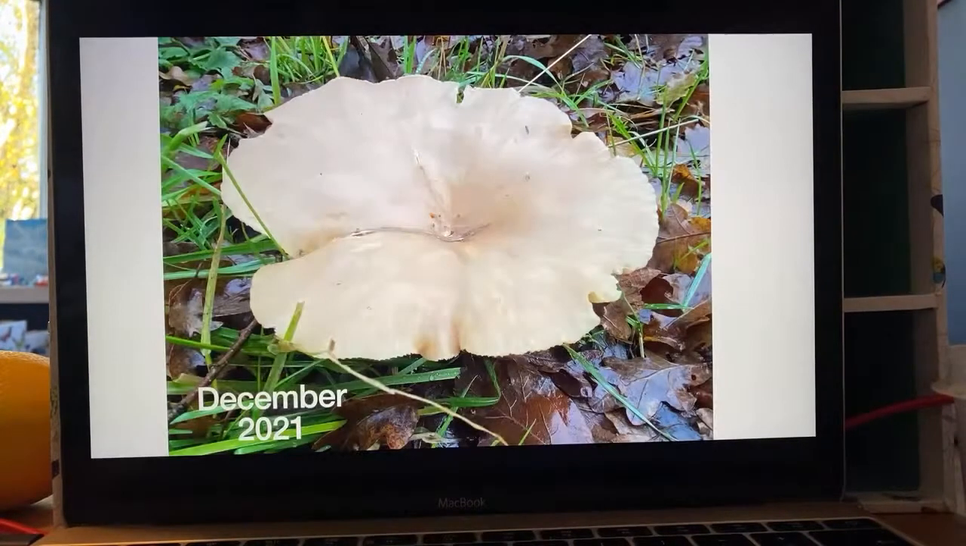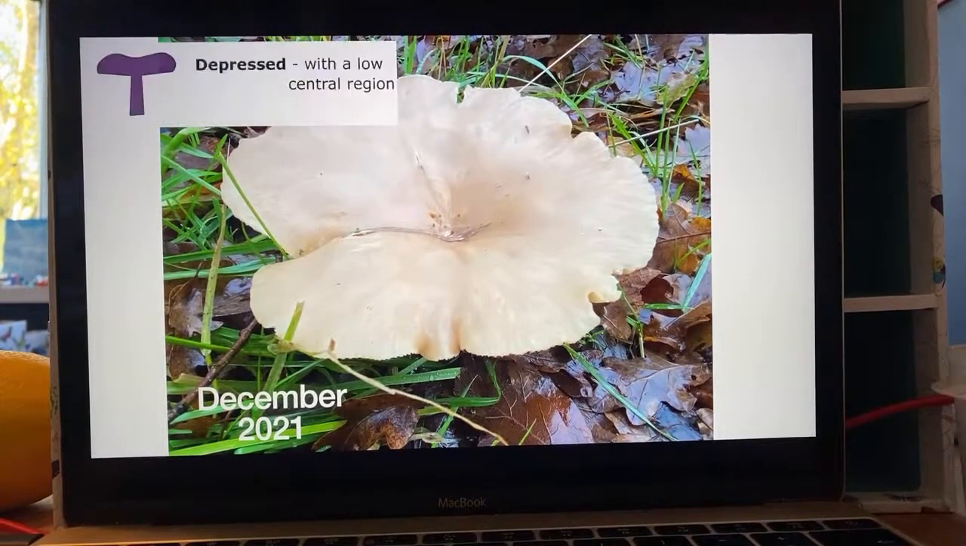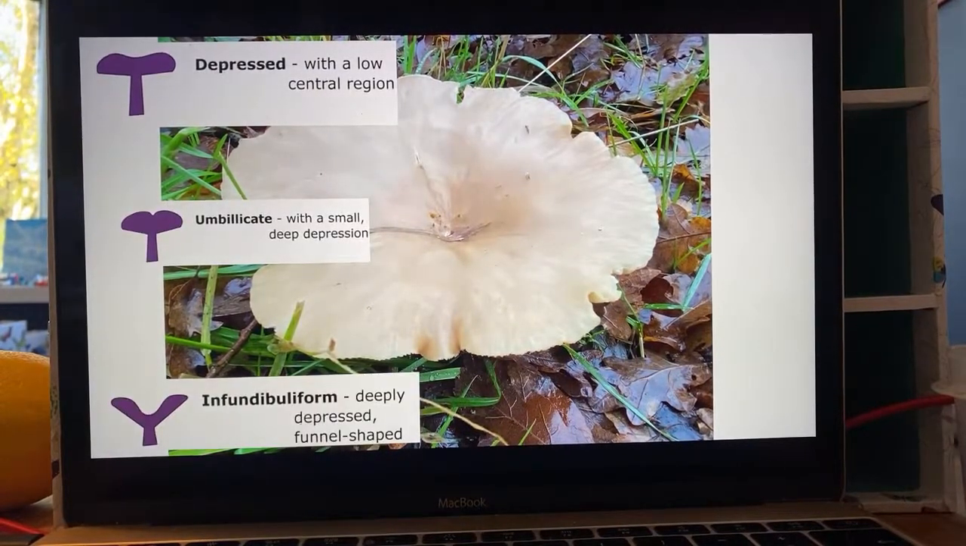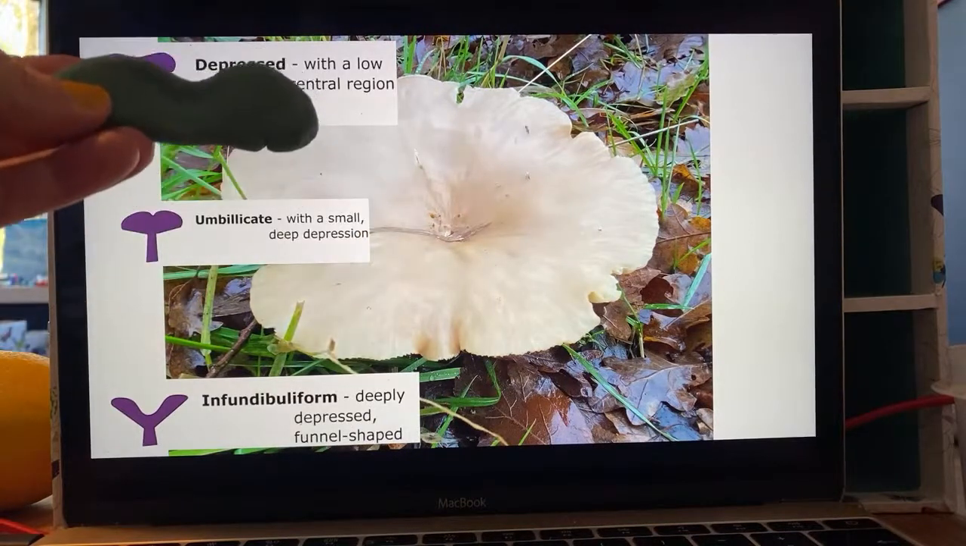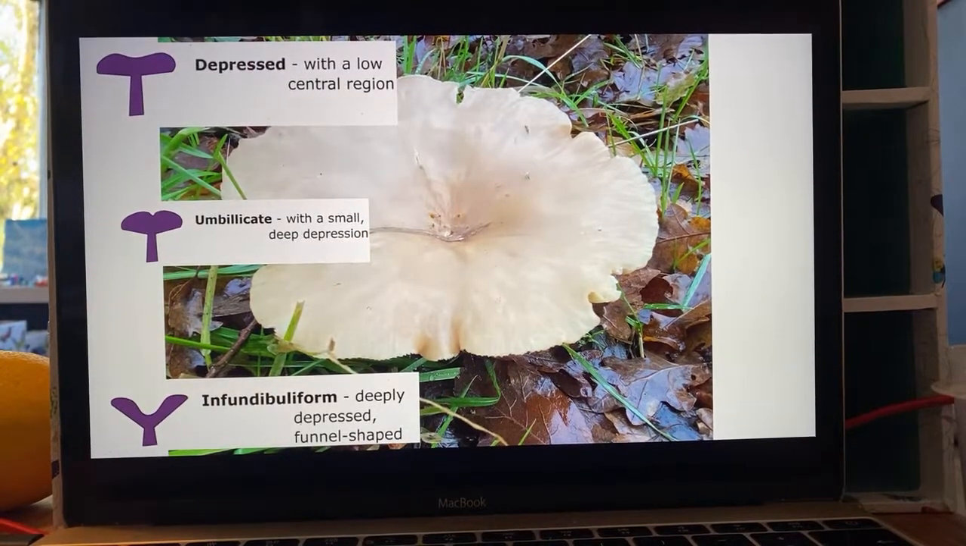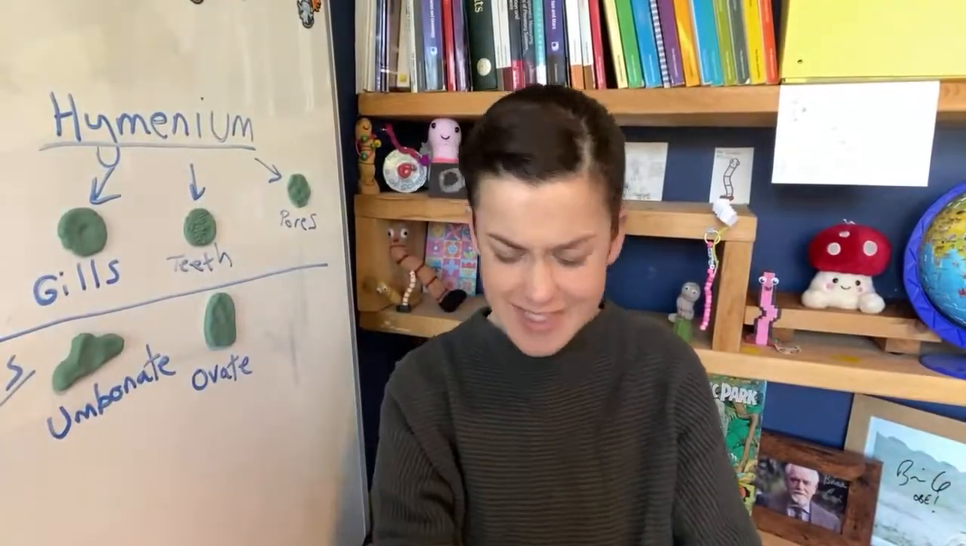Let's have a look at a depressed mushroom that I found in December 2021. Hopefully you're with me on that. This is depressed, right? Is it umbilicate depressed, or is it infundibuliform depressed? I will leave that up to you. Well, I won't actually. It's a funnel shape, this one. Deeply depressed. There we go. Right, I've made my little one, that'll do. That's depressed, isn't it? So, can you join me, please? I found this mushroom. It's hard to identify mushrooms, isn't it?